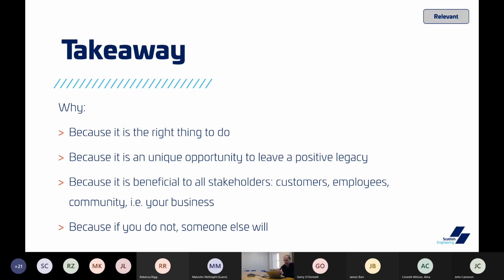So the takeaway from the why: it's the relevant thing to do. It's a unique legacy, and it's beneficial to others. And by that, I mean your customers, your employees, the consumer, because the consumer will drive the customer, and your community where you operate. And finally, if you do not, someone else will, as you can see, SMEs are getting ready.